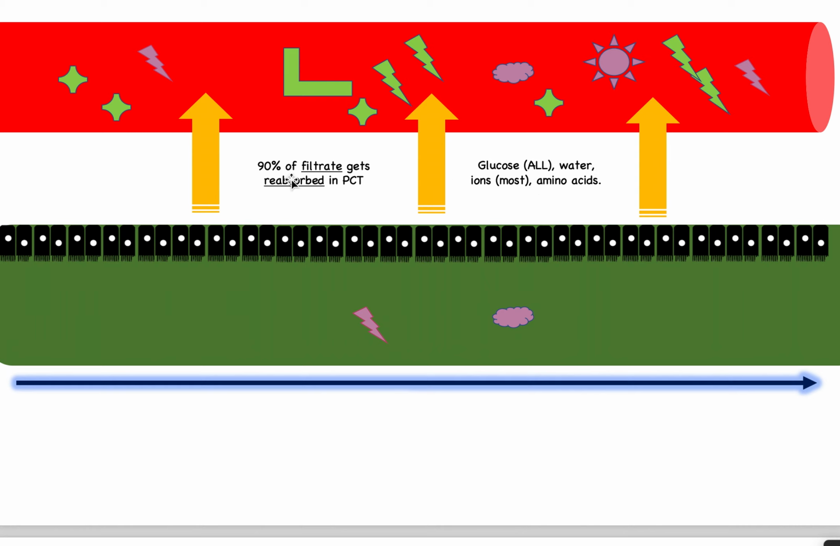So 90% of the filtrate, so filtrate is basically the things that were filtered from the previous stage in the glomerulus. Those are called filtrate. 90% of the filtrate will get reabsorbed into the bloodstream by the proximal convoluted tubule. So almost everything, because a lot of good things will filter and we need to bring back all those good things. So 90% of the filtrate gets reabsorbed. Very important. Now, we know some of the good things that managed to get filtered included glucose, water, ions, and amino acids because they're all very small.